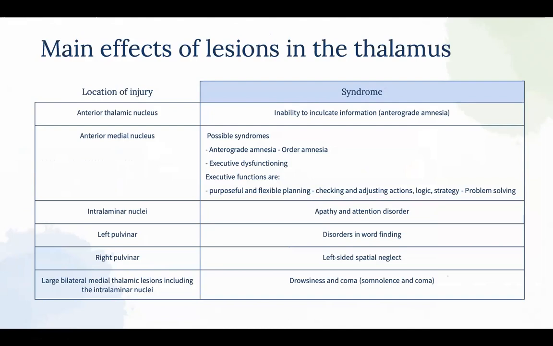And then the anterior medial nucleus في أكثر من syndrome ممكن يصير anterograde amnesia زي الanterior thalamic nucleus or order amnesia اللي هو losing the order of events and executive dysfunctioning. إيش هي executive functions اللي تحصل فيها المشكلة؟ اللي هو planning, checking and adjusting actions on logic and strategy and problem solving. يصير البيشنت dependent على أحد غيره عشان يساعده في الأشياء العادية زي مثلا إنه يلبس أو إنه يروح محطة القطار أو إنه ياخذ رحلة بالطيارة ما يقدر يسويها لوحده.